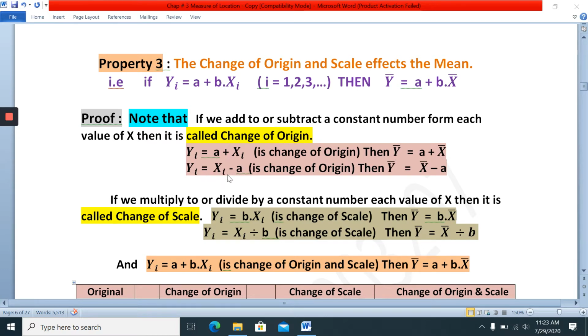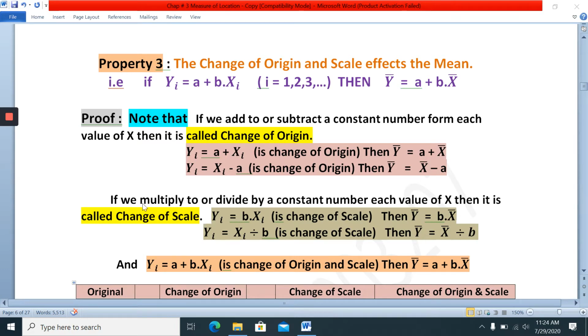If you subtract a from xi, this is also called change of origin. Xi minus a. If you subtract any number from x, then how do we get y bar? Just subtract that a from x bar, and you get y bar. This is called change of origin. Change of origin means if you add or subtract a constant number from a variable x.